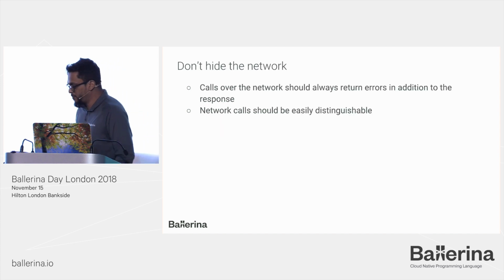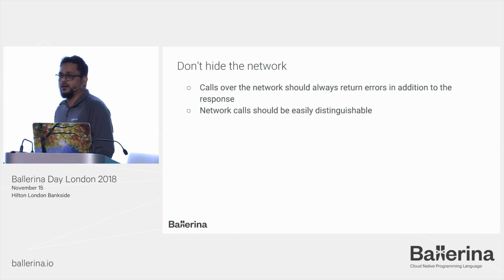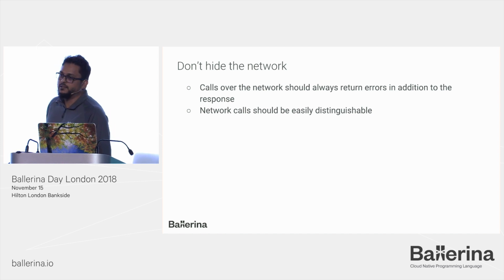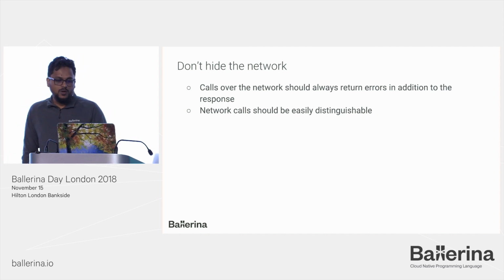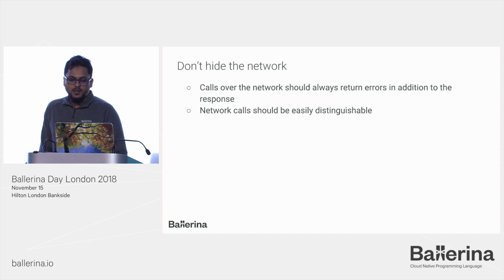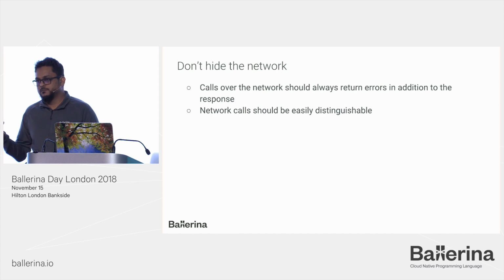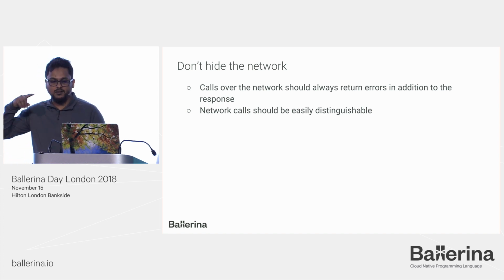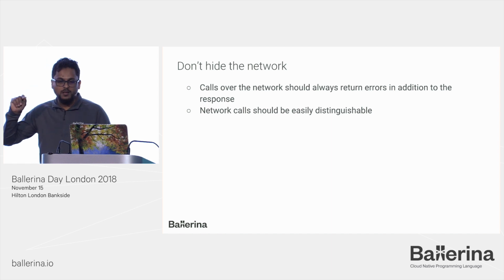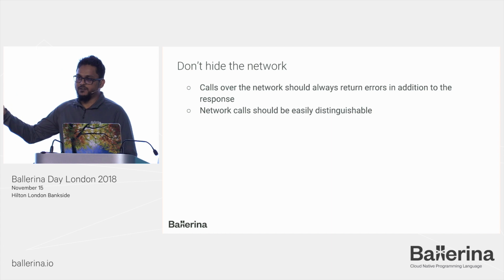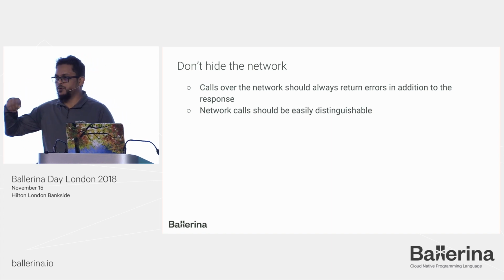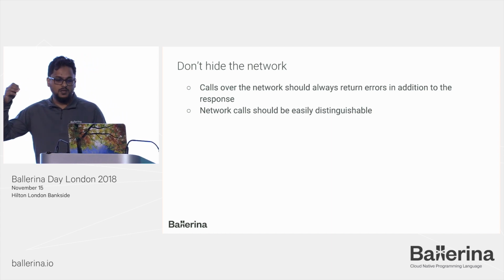So one of the important fundamentals in Ballerina is don't hide the network. I am sure that you have already heard about this. In your program, the network calls are easily distinguishable, right? Any interaction that happens over a network has this arrow operator. When you call normal functions, you might have the dot operator. You have an object and you call a function, and that is just a normal function call, or you might have the dot operator.